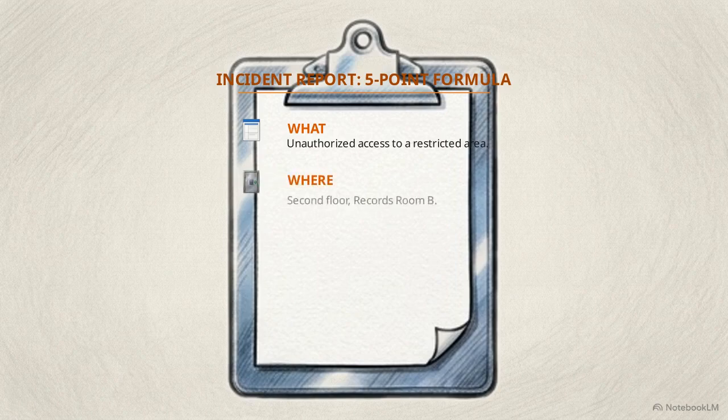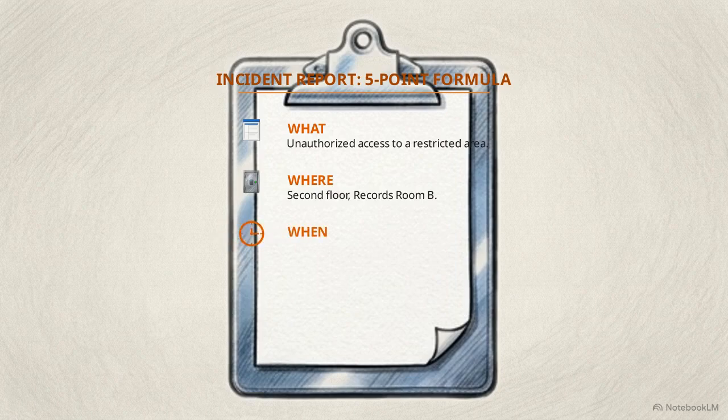This reporting template is where you translate those raw observations into an objective document. To make it actionable, we use a standardized checklist covering 5 specific points. Point 1 is what happened. State the event objectively and strip away all personal assumptions. For example, unauthorized access to a restricted area. Point 2 is where it happened. Security teams rely on specific navigational data to respond. Provide the floor number and exact room names, like second floor, records room B.